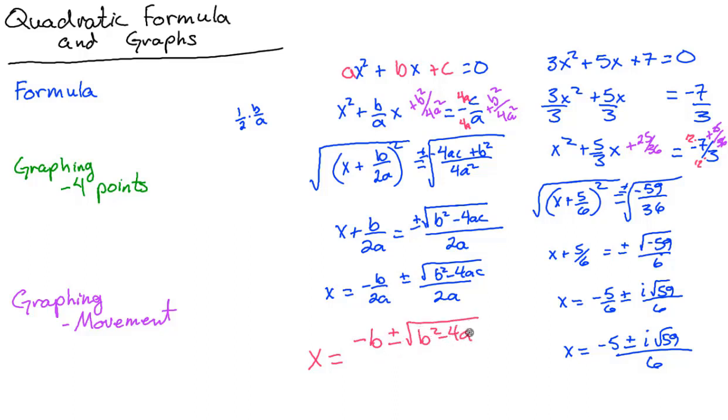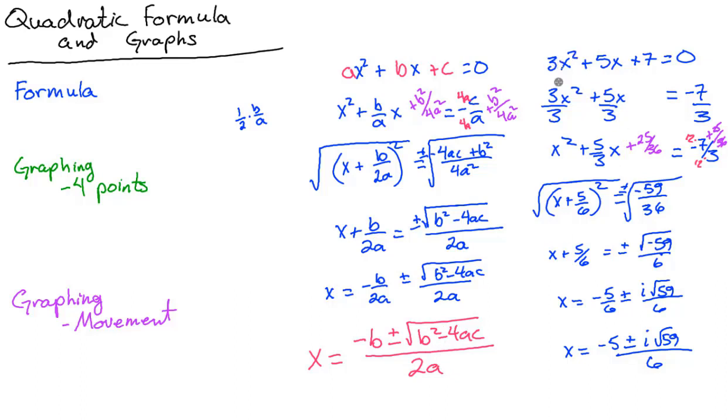This is the pattern of what you would do if you completed the square over and over and over with any random numbers a, b, and c. This is called the quadratic formula. X equals negative b plus or minus the square root of b squared minus 4ac all over 2a.